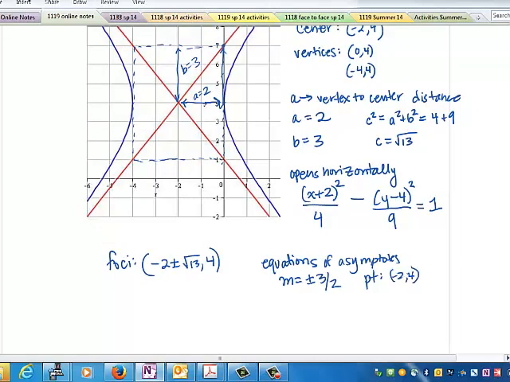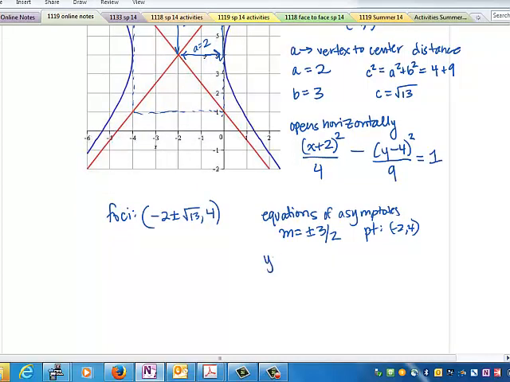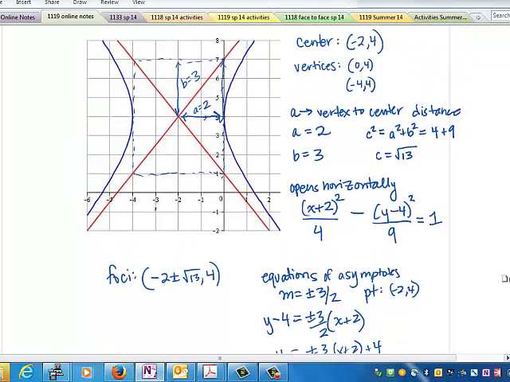So if we use point-slope form for the equation of a line, y minus y1, which is 4, equals the slope, which will be different in each one, times x minus x naught, which would be x plus 2. So if we solve for y, y equals positive or negative 3/2 times (x plus 2), plus 4. And that should be everything we need to do there. So the key was sketching in that central box, make it wide enough to catch both of those vertices, and then figure out where it hits the asymptotes and draw it in that way, and use that to determine a and b.